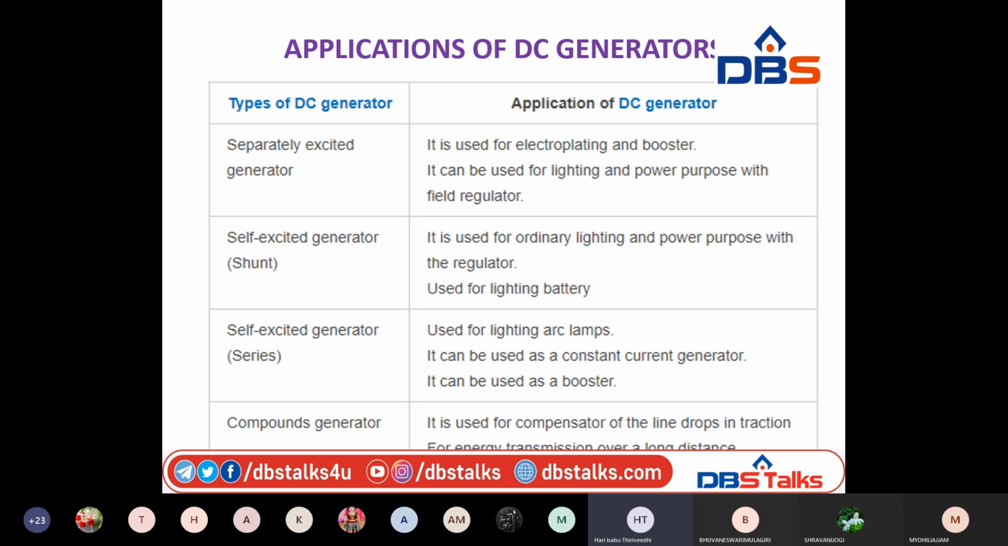Coming to the self-excited or shunt generator, mainly it is used for ordinary lighting and battery charging also. Ordinary lighting purpose and also battery charging purpose. Why? Because it is a constant speed machine. Next, series. It has the highest speed. That's why it is used in electric arc lamps, as a booster, and as a constant current generator. And sometimes it may be utilized in traction also.